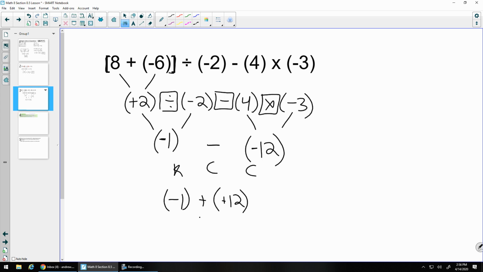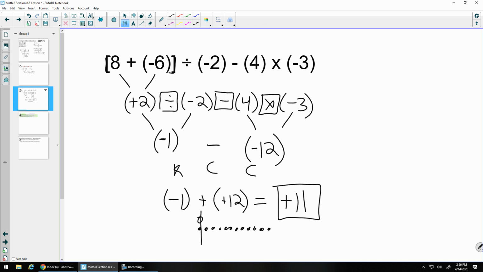You could draw out your 1 negative integer chip and then your 12 positive integer chips. Well, you'd see that would make 1 zero pair, so it would cancel out the negative and 1 positive. It's going to end up leaving me with 11 positives. 1, 2, 3, 4, 5, 6, 7, 8, 9, 10, 11. My answer is positive 11 here.